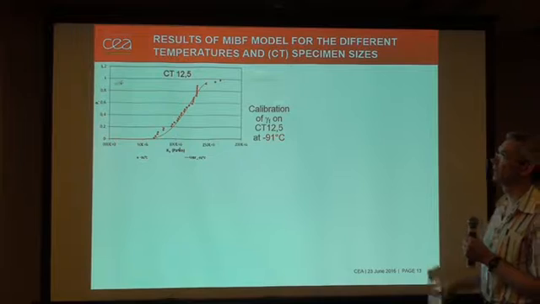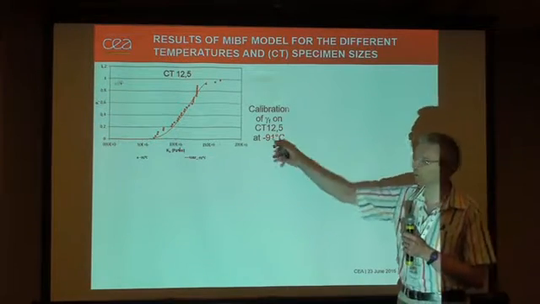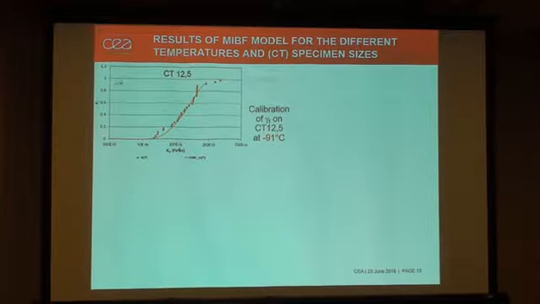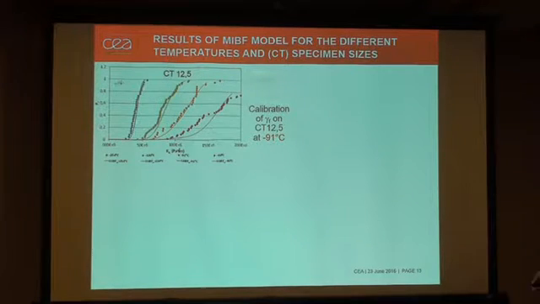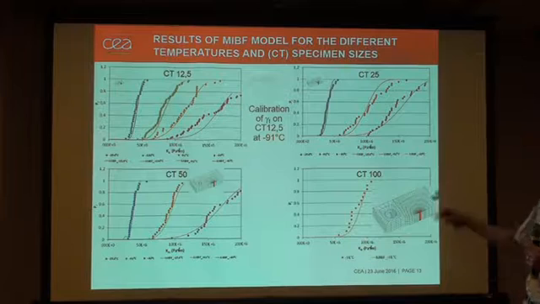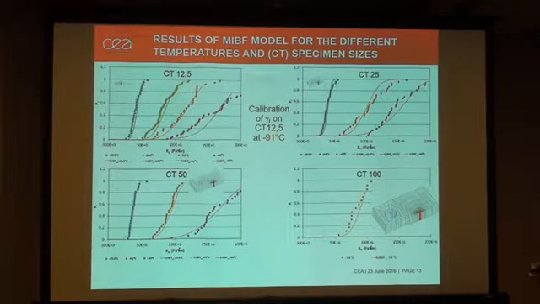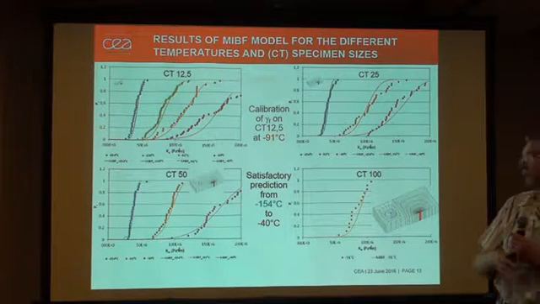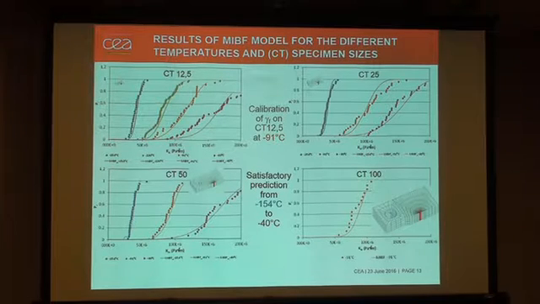MIBF was calibrated on the RTCT specimen at a temperature equivalent to the Mostocker reference temperature. And then we made computations for different temperatures and different sizes of CT specimens. And we see that globally we have a satisfactory prediction from, say, T0 minus 50 degrees to T0 plus 50 degrees.